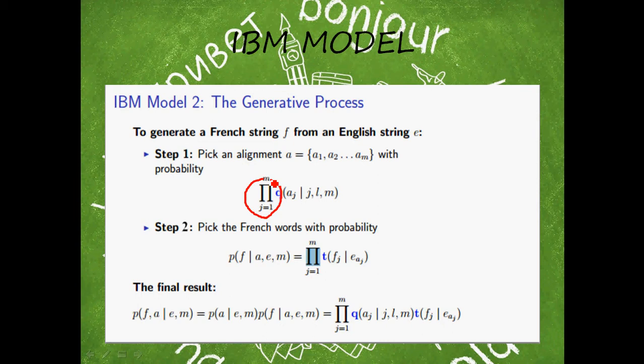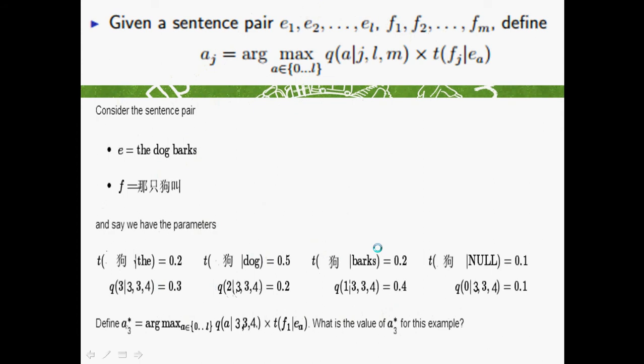The second step is to pick the French words with probability. Remember that this is the translation model, and here is the final result. Similarly, we can find the alignment by finding the maximum of the final result.